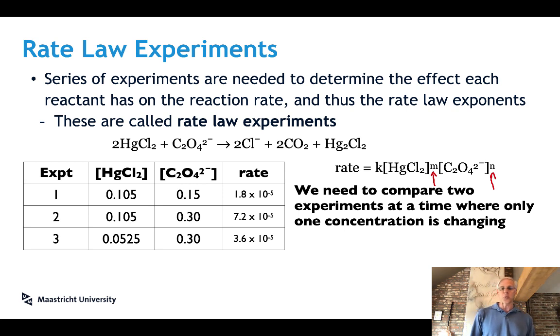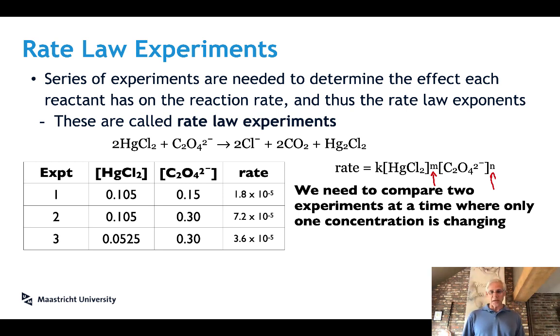So how do we do that? Well, what we want to do is compare two experiments and only two at a time. And we want to choose two experiments where only one concentration is changing. That way, if the reaction rate changes, we know which reactant had that effect. If we choose two experiments where the concentrations of more than one reactant are changing, then if there's a change in the reaction rate, we don't know if only one of those reactants had an effect on the reaction rate or if they both did.